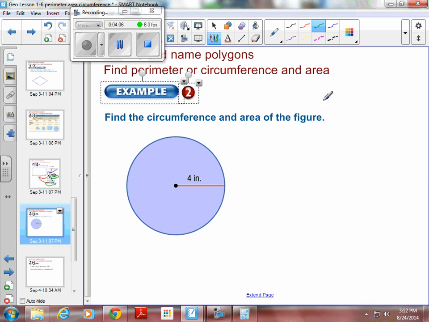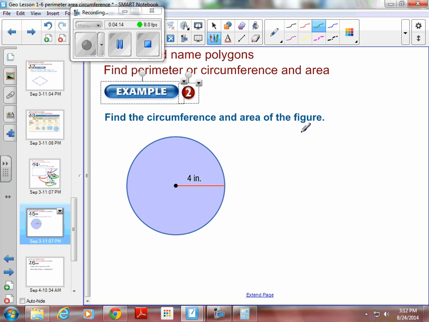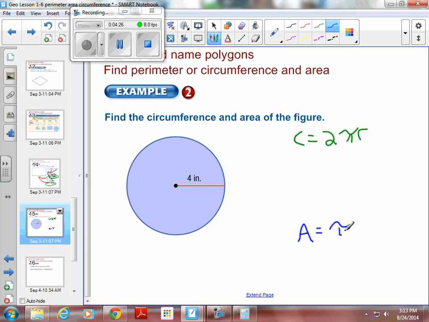Okay, find the circumference and area of the figure. Circumference and area. So circumference is 2 pi r, and area is pi r squared. So circumference is 2 times pi times r, and our area is equal to pi times r squared. Okay, so our radius is 4. So this is going to be equal to 2 times pi times 4. And 2 times 4 is 8.